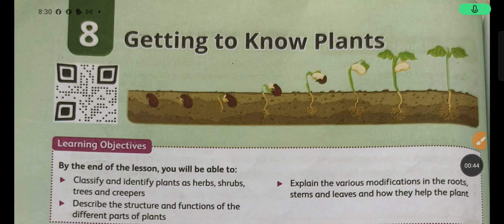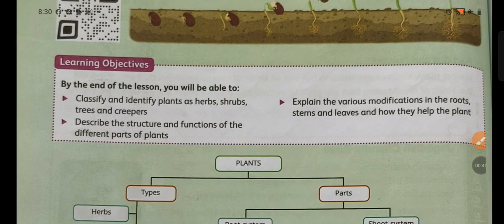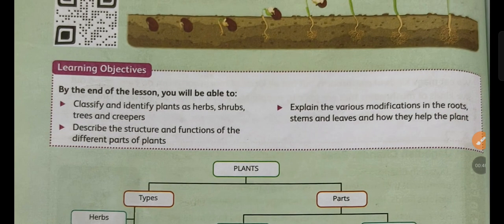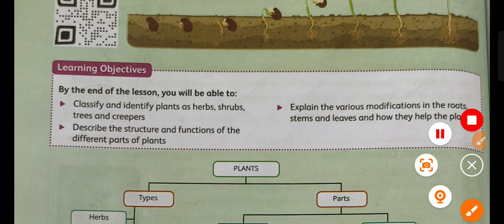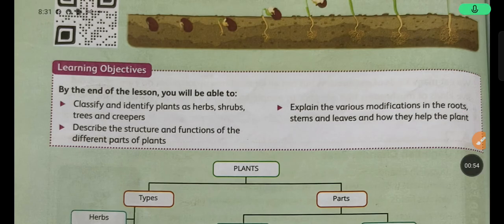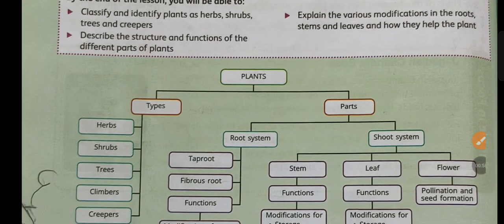So in this chapter we are going to learn about the plants and different characteristics, how they help us, and everything. So let's start the chapter.